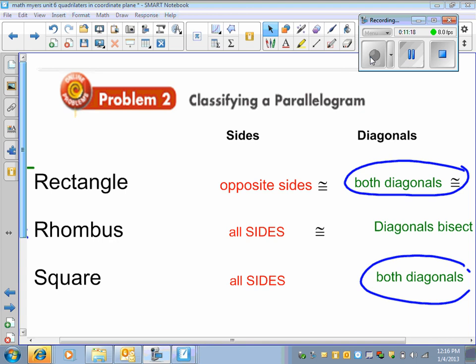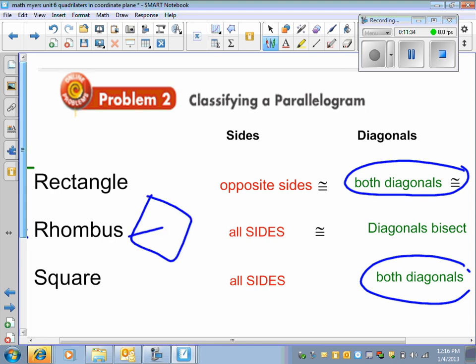All right, the question is, what about this rhombus? The vocabulary has changed. It says that in the rhombus, the diagonals bisect each other. Now, wait a minute. Diagonals bisect. How is it different from being congruent? Well, let's take a look at the rhombus. In the rhombus here, all sides are congruent. Don't go by the picture, go by the markings. This diagonal here may be 7.